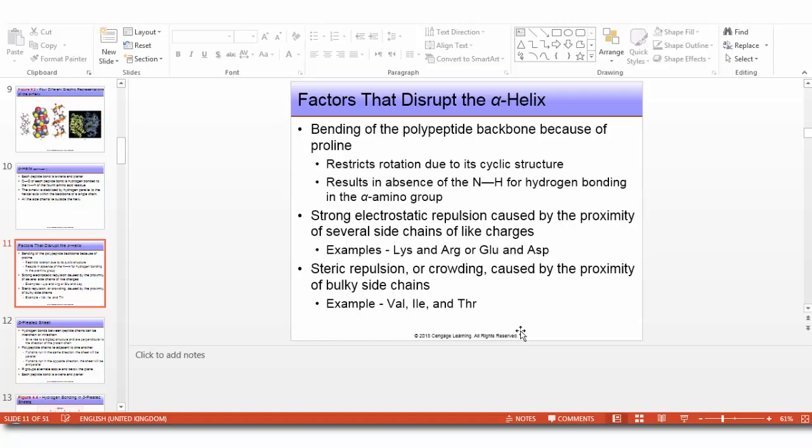Now, in the alpha helical conformation, all the side chains lie outside the helix, so there isn't enough room for them in the interior. The alpha carbon is just outside the helix, and crowding can occur if it is bonded to two atoms other than hydrogen, as is the case with valine, isoleucine, and threonine.